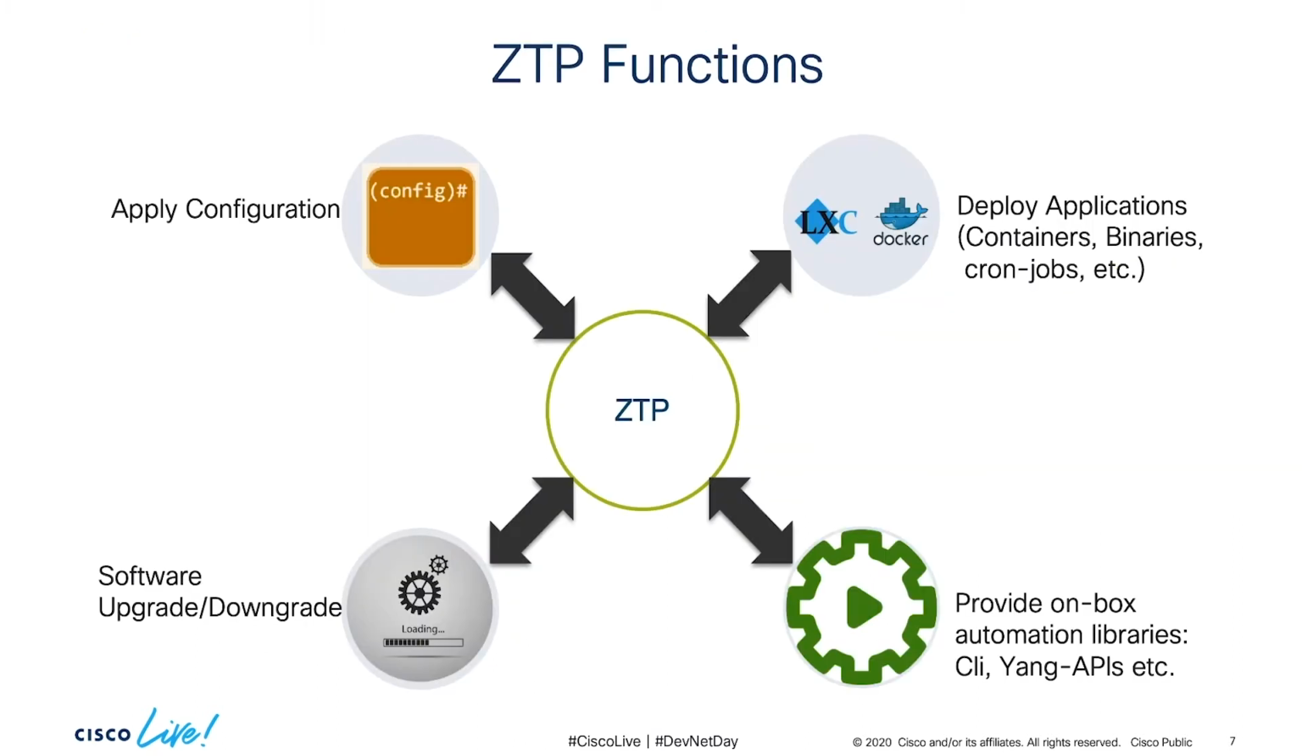And what are the different things that you could do? Well, you can simply apply a config. You can also deploy different types of applications, so bringing your own custom containers, binaries, cron jobs, etc. Software upgrades and downgrades are also fairly common. This means that a ZTP script could use the XR install infrastructure to be able to upgrade or downgrade the software, or reboot the device into the iPXE bootloader stage so that the device does iPXE in order to do the upgrade or downgrade.